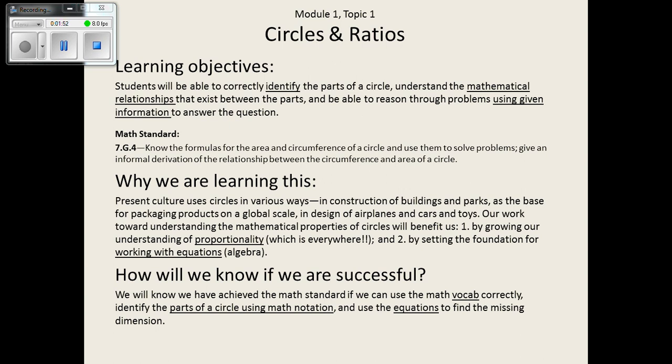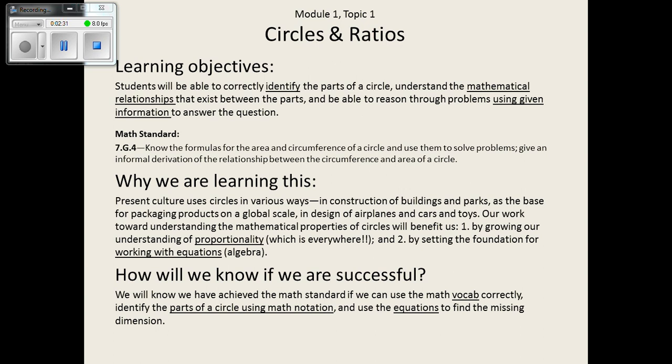Why we are learning this. Present culture uses circles in various ways: in the construction of buildings and parks, as the base for packaging products on a global scale, in the design of airplanes, cars, toys, and more. Our work toward understanding the mathematical properties of circles will benefit us, one, by growing our understanding of proportionality, which is everywhere, and two, by setting the foundation for working with equations, also known as algebra.